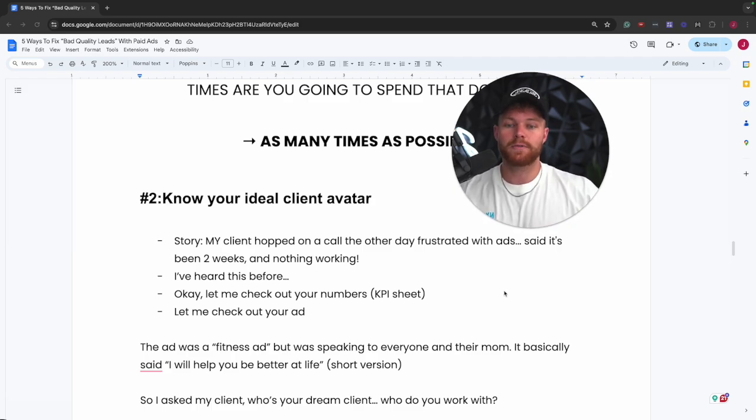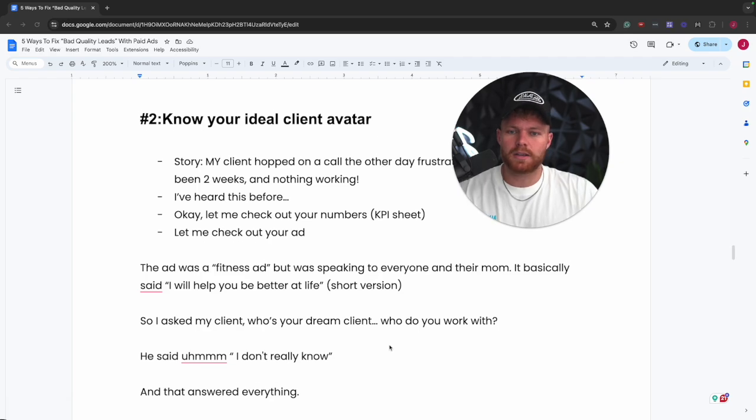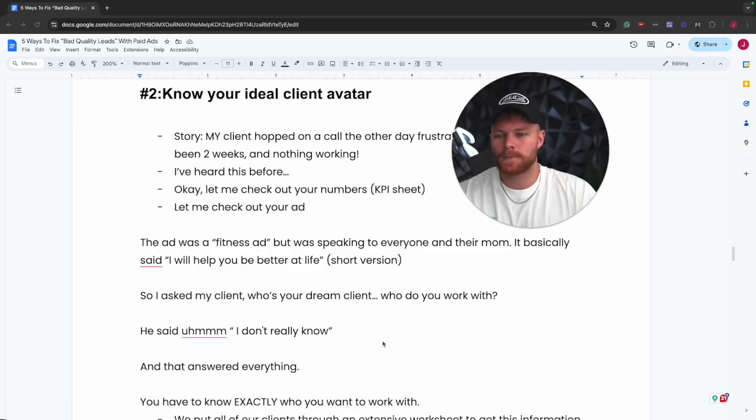And the ad was a fitness ad, but the ad was speaking to everybody and their mom. The ad basically read like this. There's a lot of words, but the 1,000-foot overview was, hey, I will help you live a better life by getting in the shape that you want. That was pretty much it. Now, there was a lot more fancier words in there, but from the consumer standpoint, that's how the ad read. And so I asked my client, okay, who is your ideal client? Who do you want to work with? And he goes, I'm not really sure. And to me, that answered everything.